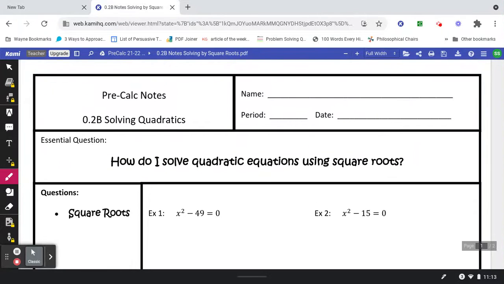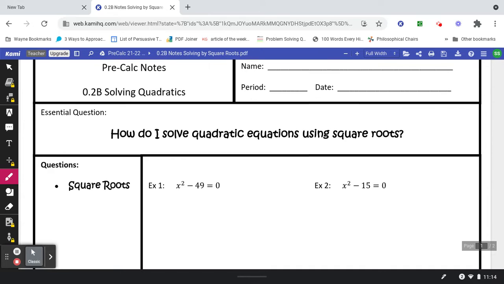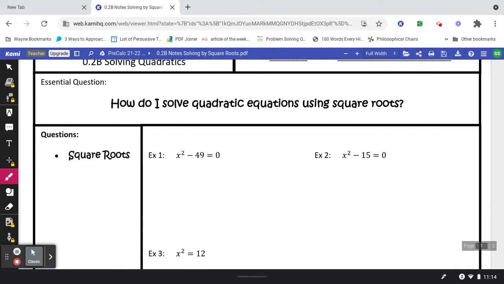These are the 0.2b notes for pre-calc. We're going to be solving equations using square roots. So example number one, x squared minus 49 equals 0. Instead of having this set equal to 0, we want to get x squared by itself. So we'll start by adding 49 to both sides.